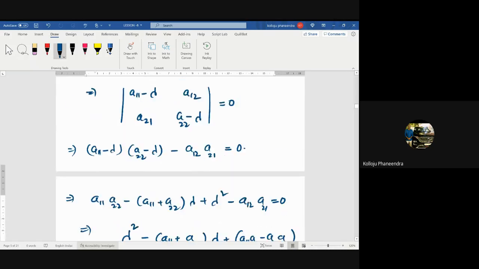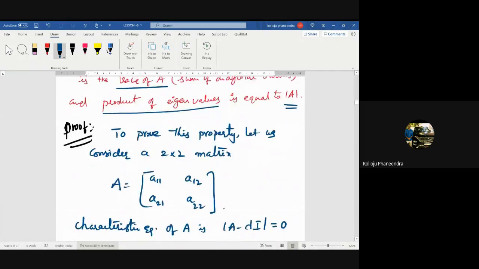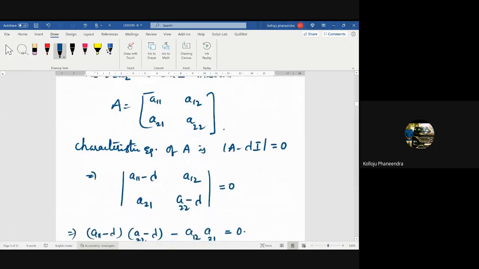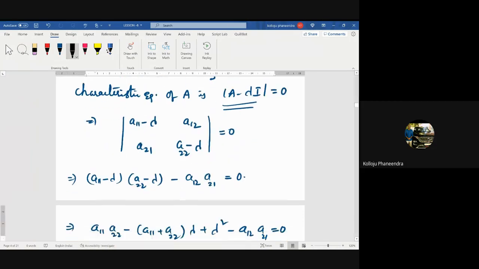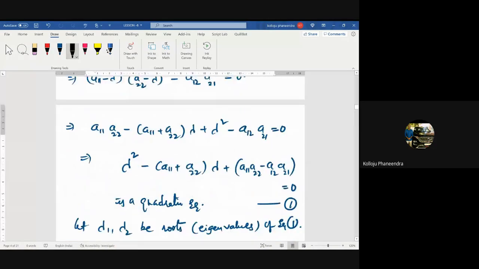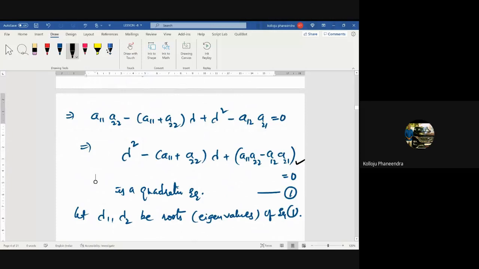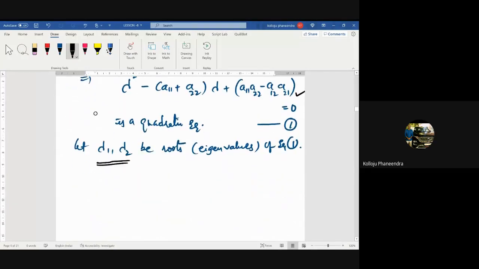Everyone getting what I'm considering? Once again, to prove this property, that the sum of eigenvalues is equal to the sum of the diagonal elements and the product of eigenvalues is equal to the determinant of matrix A, I'm considering a 2 by 2 matrix. First I find the eigenvalues using the characteristic equation. Expanding it, I got one quadratic equation. Since it is quadratic, I take the roots lambda 1, lambda 2, which are nothing but the eigenvalues.